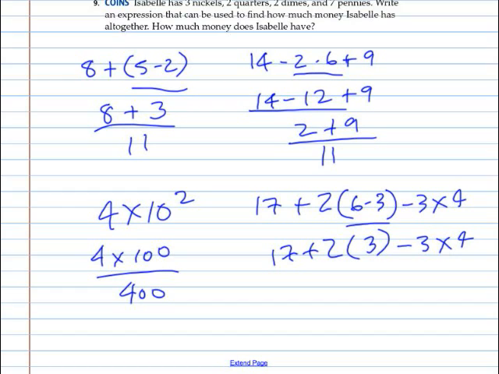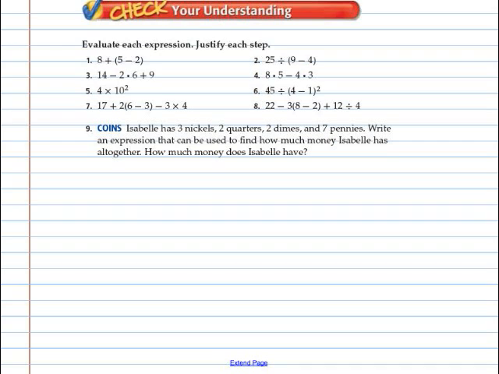17 plus 2 times 3 minus 3 times 4. Next step would be 2 times 3, which is 6, minus 3 times 4, which is 12. Working left to right, 23 minus 12 gives us another expression of 11. So 3 examples there, all with an answer of 11, or a value of 11.